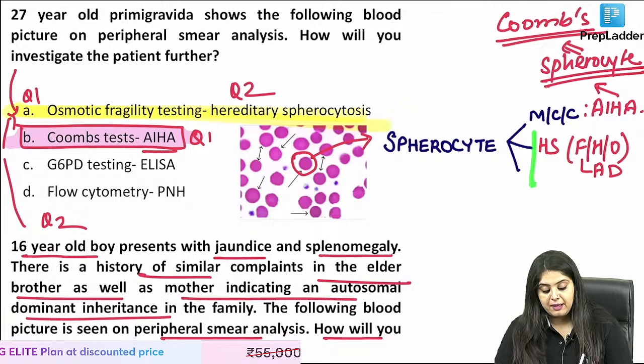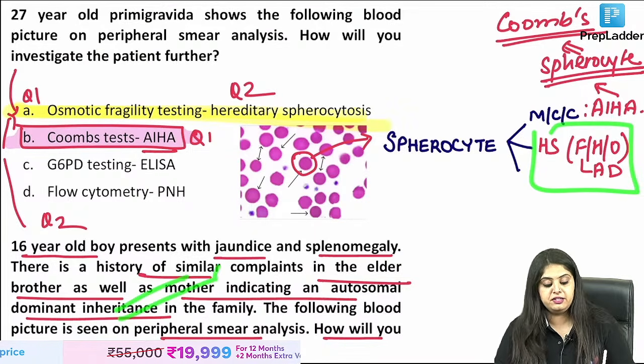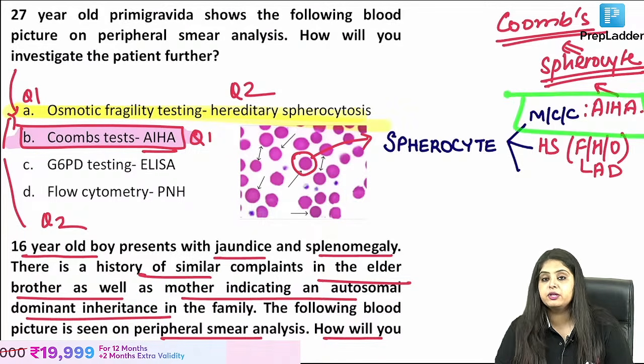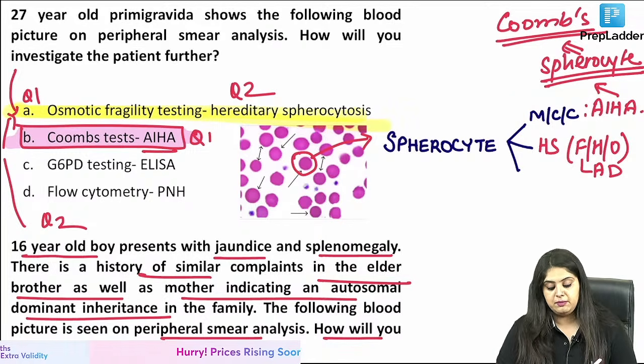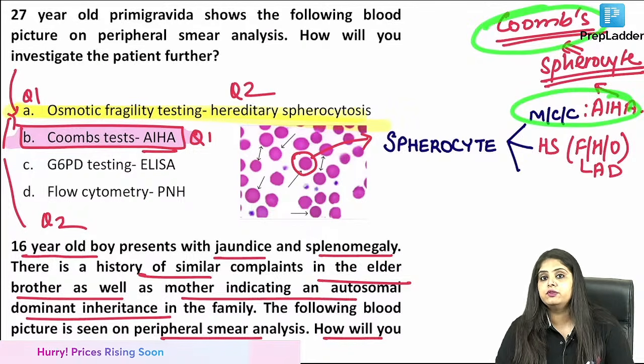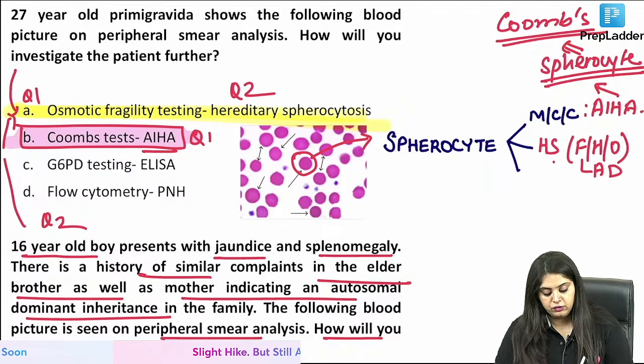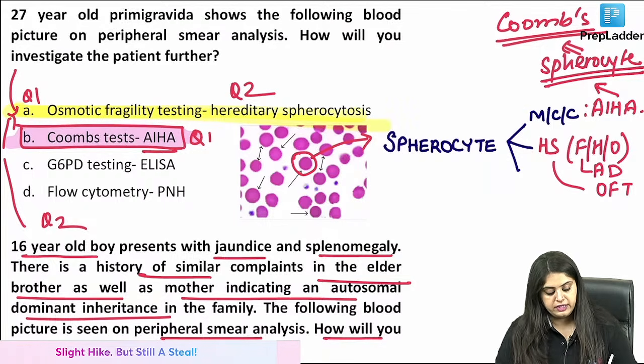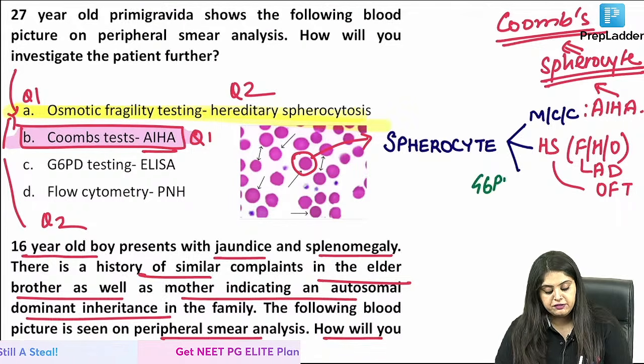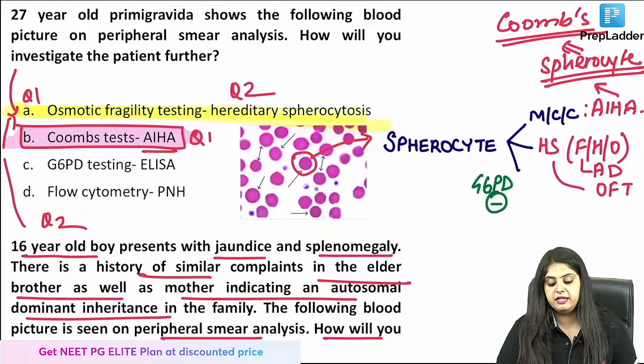No guys, if there is a family history, it will be HS. If it is not a family history, the most common cause is autoimmune hemolytic anemia. For autoimmune hemolytic anemia, you will do a Coombs test. For HS, as all of you told me, you will do osmotic fragility. Give me a third cause also. Spherocytes are also seen in G6PD deficiency.